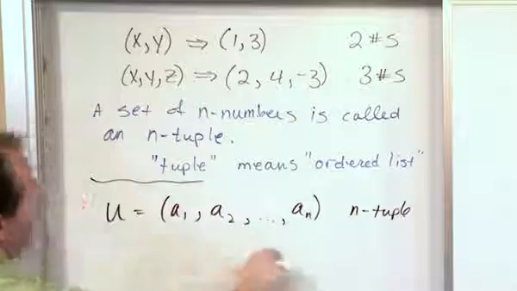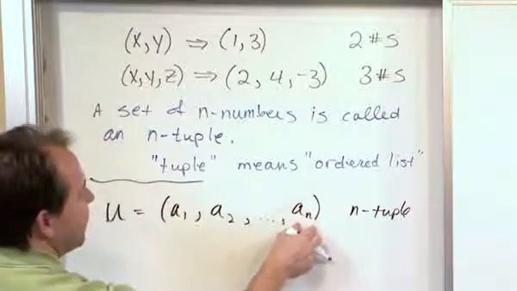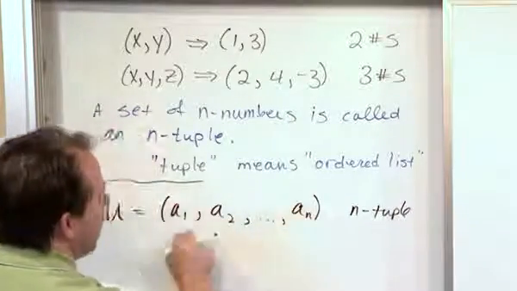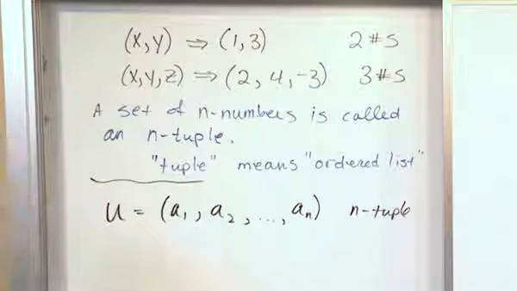In this case, we don't know how many numbers we have. It's just a sub n. That's the maximum number that we have. So we're just going to call it an n-tuple. All right. Now we can write this n-tuple.